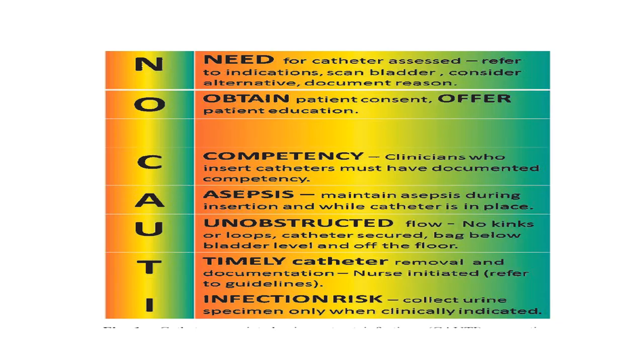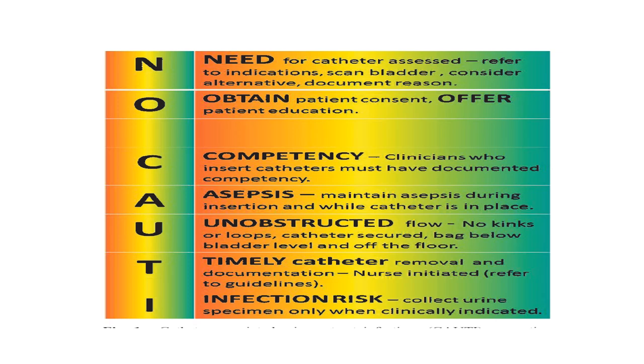So how can we prevent CAUTI? What are the CAUTI bundles? We can remember it like this: NO CAUTI, and N stands for need. So first of all, assess whether the catheter is really needed or not, or whether we can manage with something else, like a condom catheter, or we can ask the patient to urinate by himself. Second, if you have decided that you have to give the catheter, then obtain patient consent. Take consent from the patient and educate him on how you are going to give the catheter.